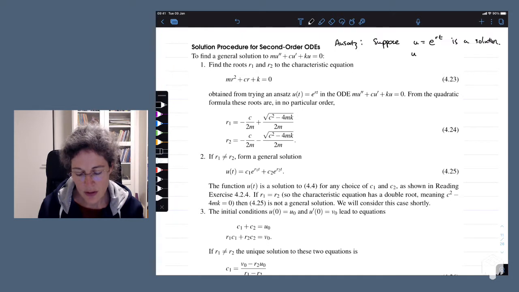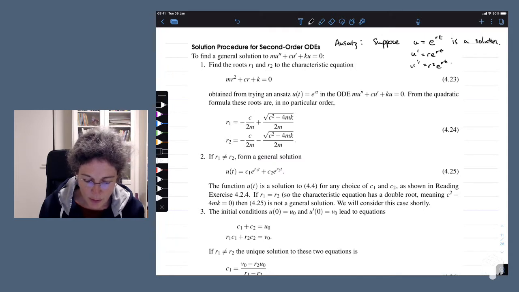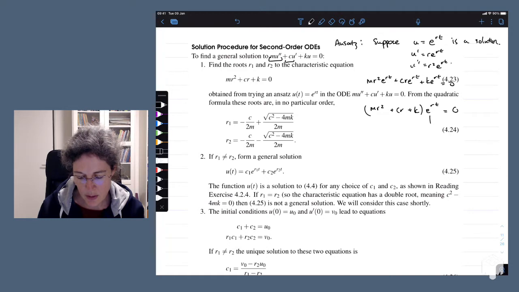So we found the first derivative, which was r e to the rt, then we found the second derivative, which was r squared e to the rt, and then we plugged it into the differential equation, and what we found was that we would have m r squared e to the rt, that's this term over here, plus c r e to the rt, that's that term, plus k e to the rt must be equal to 0. And then we pulled out our e to the rt, so we'd have m r squared plus c r plus k, times e to the rt, is equal to 0. And then we said, well, this e to the rt is never 0.